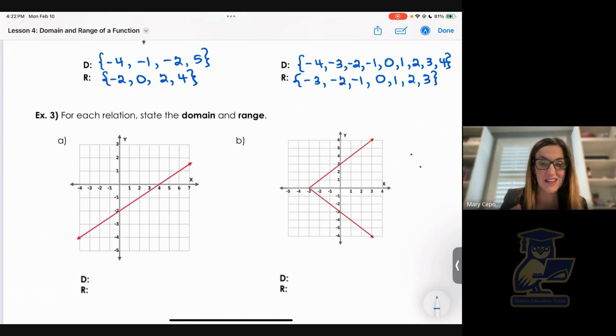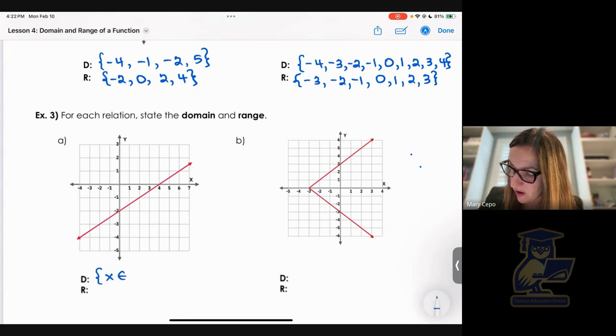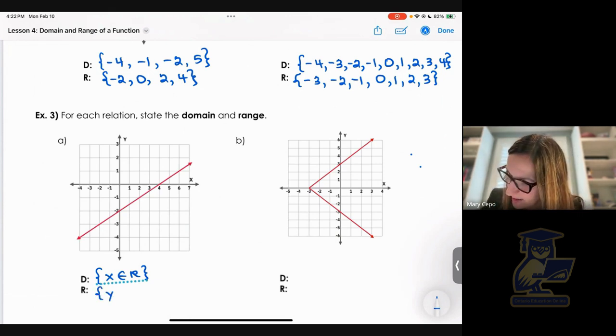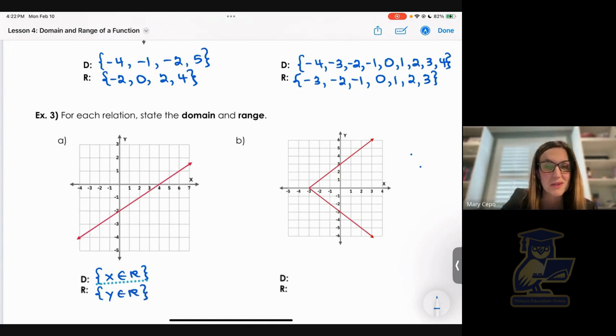So in this case, if you see, the line just keeps going, keeps going, keeps going, indicating that X is an element of all real numbers. Okay? Instead of listing from -billion to +billion, we just say X is an element of real. Range is the same idea. So we can say Y is an element of real numbers. And just a reminder, real numbers are all the numbers in the number system. So all the possible numbers you can think of are represented in the real number system.